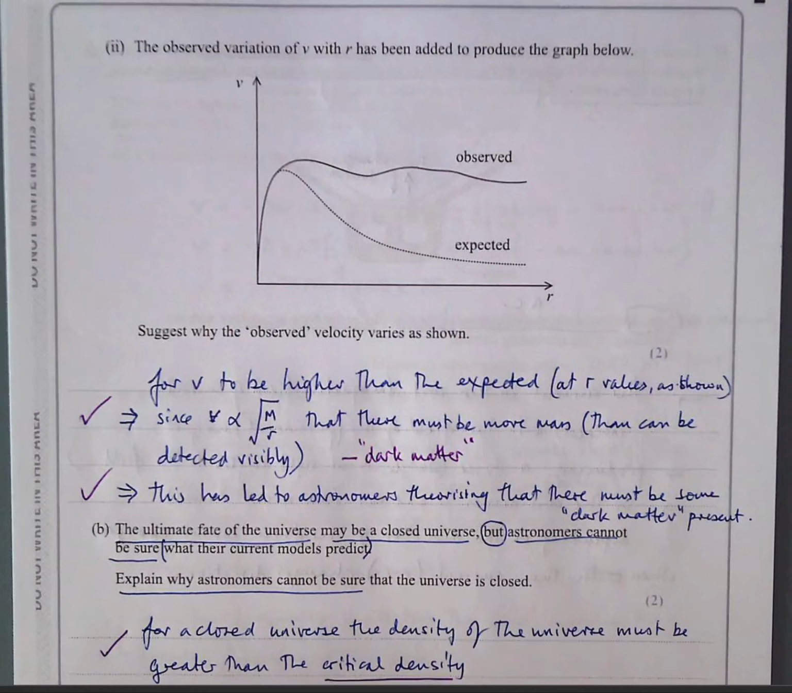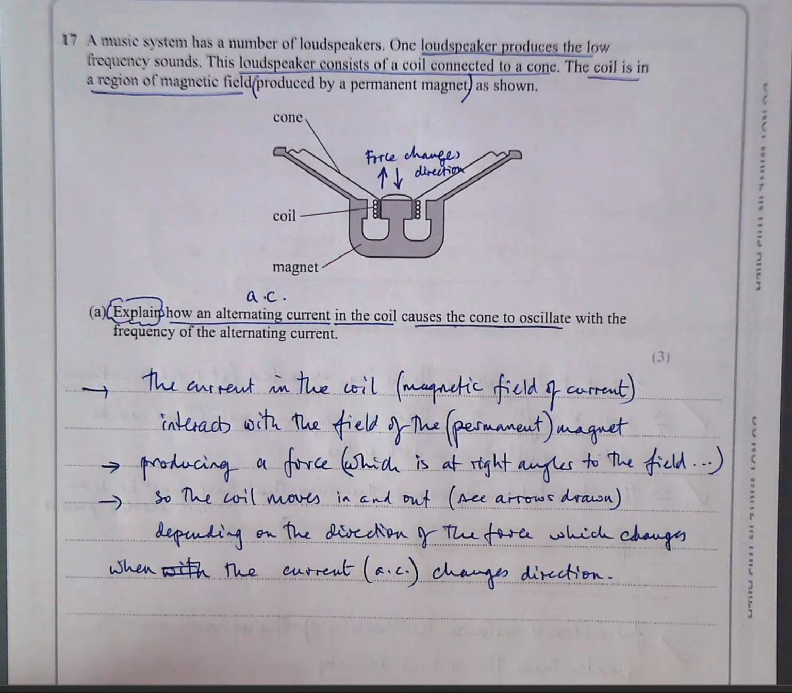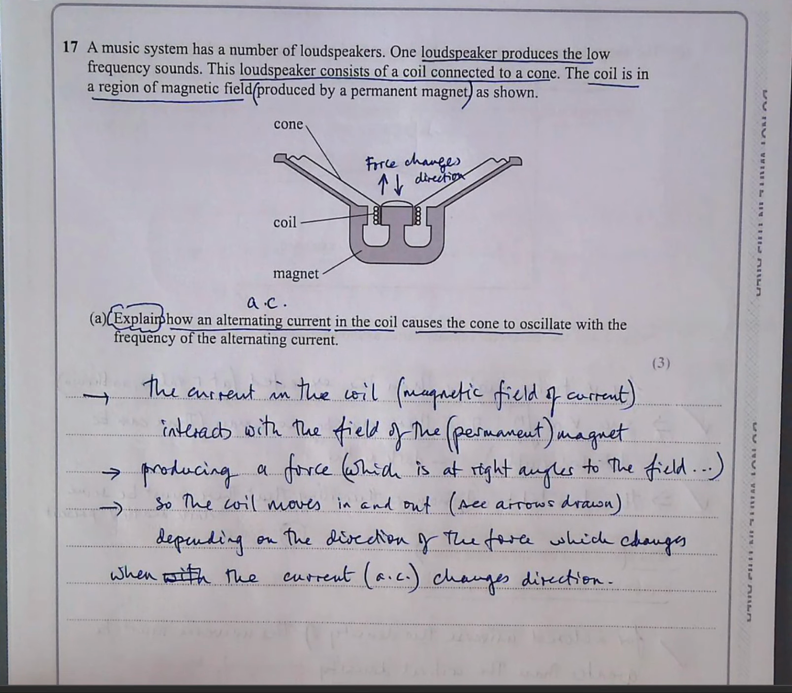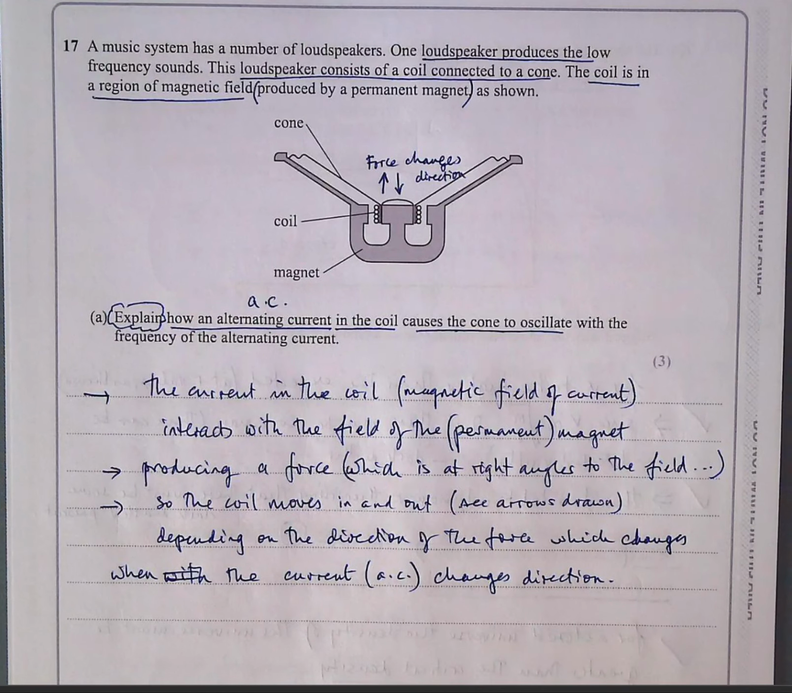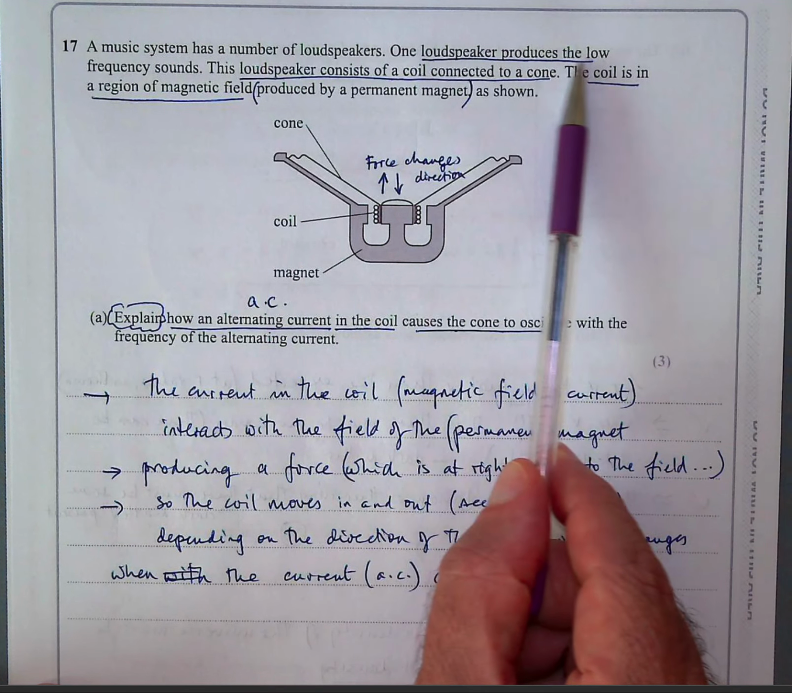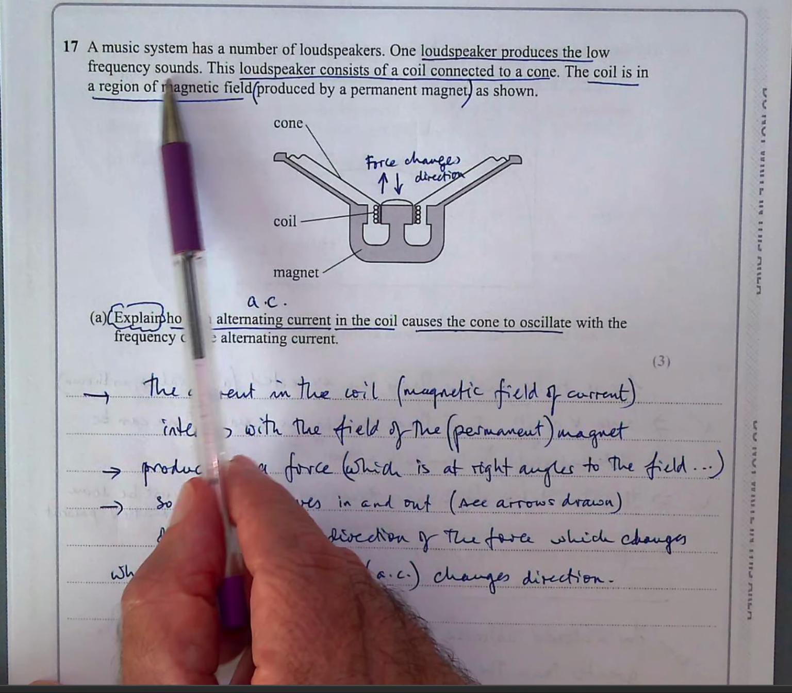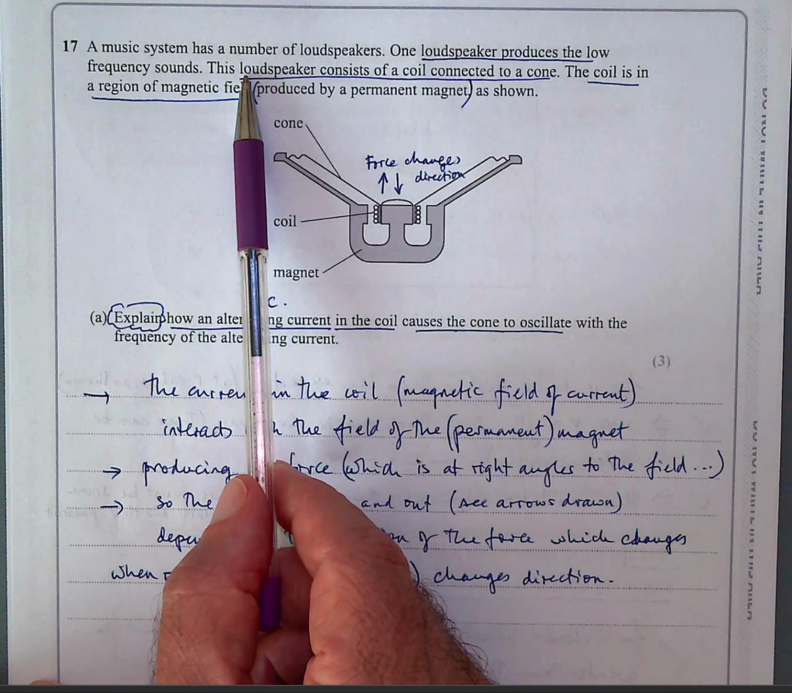in 16a. Okay, so the next question is question 17, and it's about a loudspeaker which uses low frequency sounds and high frequency sounds. It explains what a loudspeaker is made of. So it says a music system has a number of loudspeakers. One loudspeaker produces the low frequency sounds. They're called woofers in the trade because they woof like low frequency.